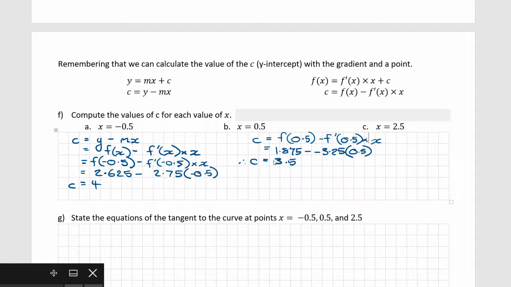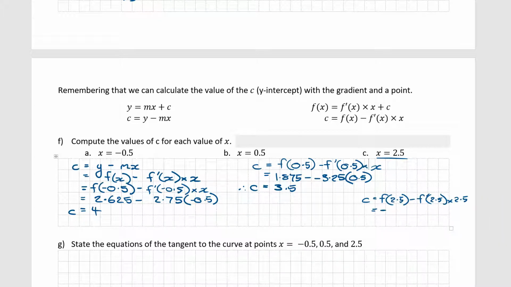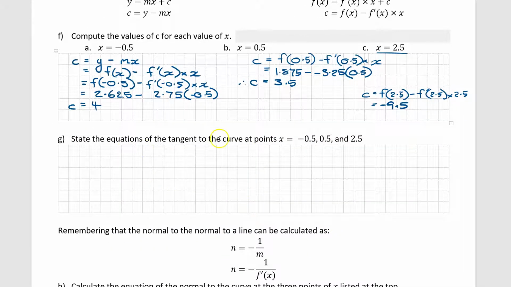Too easy. Then finally, for the last one of 2.5, repeating the process, we're going to get c equals f of 2.5 minus f dash of 2.5 times 2.5. Getting these values and throwing them in the calculator, we're going to end up with negative 9.5. Done.